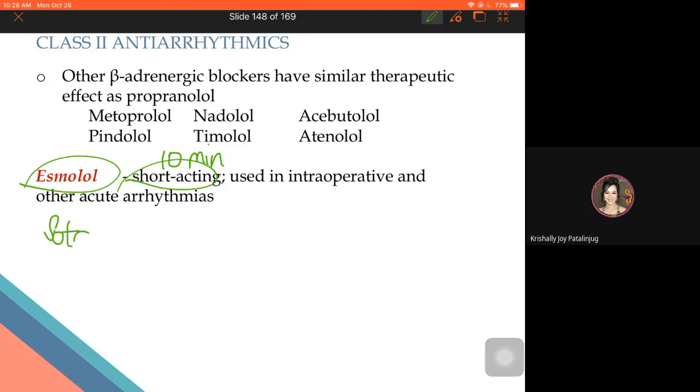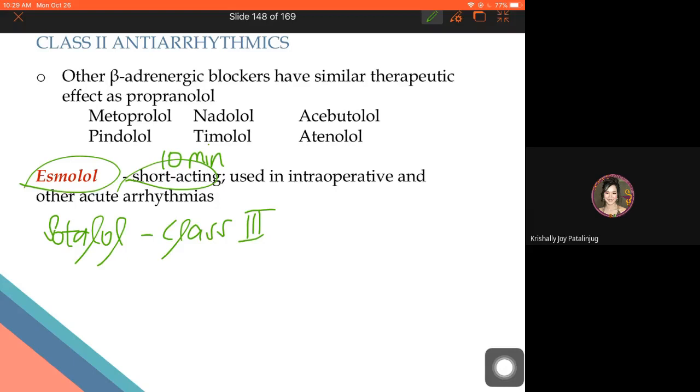With regards to sotalol, although you are all familiar with sotalol as a beta blocker, please take note, as an antiarrhythmic drug, this is not a class 2 agent. Rather, this is a class 3 antiarrhythmic. I repeat, although it is a beta blocker, that is true, it is not a class 2 antiarrhythmic. Instead, this is a class 3 agent.